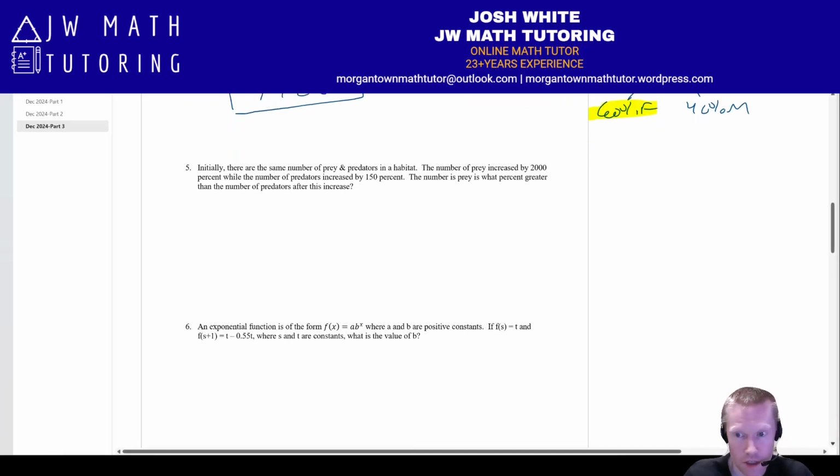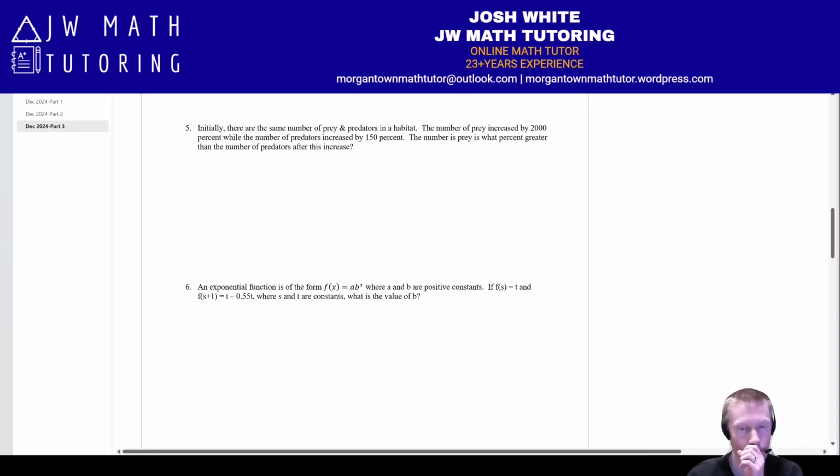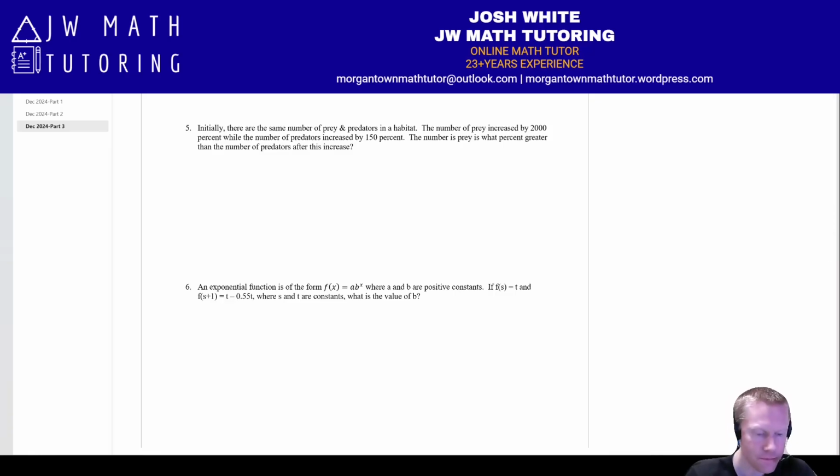All right, the next question, number 5. This one is also a repeat question. It appeared way back, I think it was in June, is where I first saw it. It deals with predators and prey, and they're both the same, but then they each increase by different amounts, and we want to know what percent greater, or it could also be percent less than, depending on how it's worded, one is versus the other after these changes.